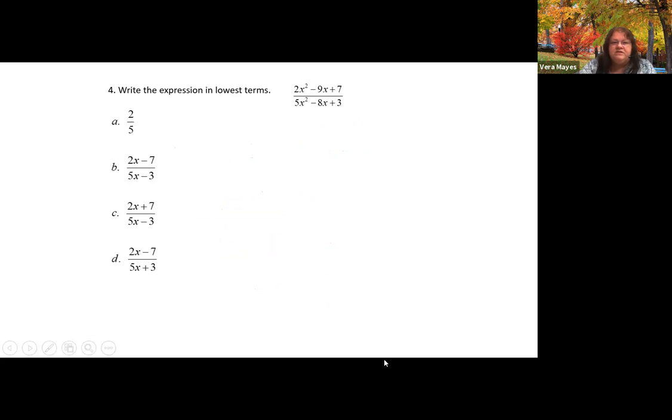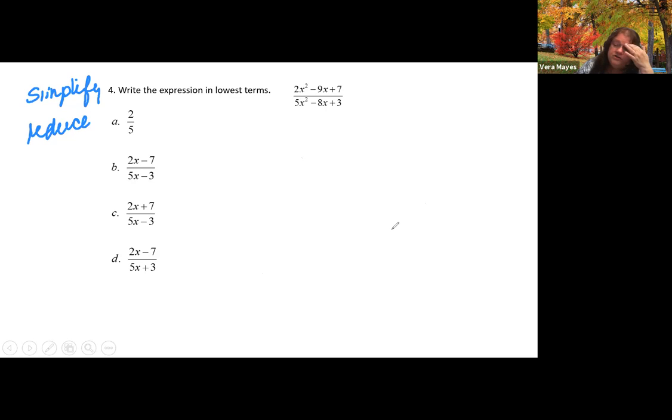Okay, so this one says write the expression in lowest terms. So simplify, reduce, those are all words that should kind of pop into your head anytime you see a fraction, right? So I would love to just be able to cancel the x squared on the top and the x squared in the bottom, but I can't do that. I can't cancel anything until I break these guys apart into groups. So I need to see what the factors are that are inside of these.